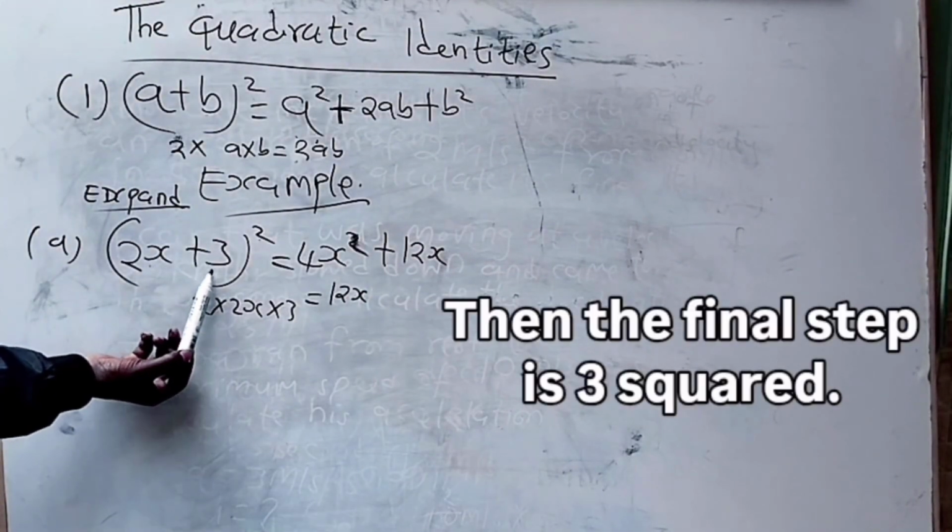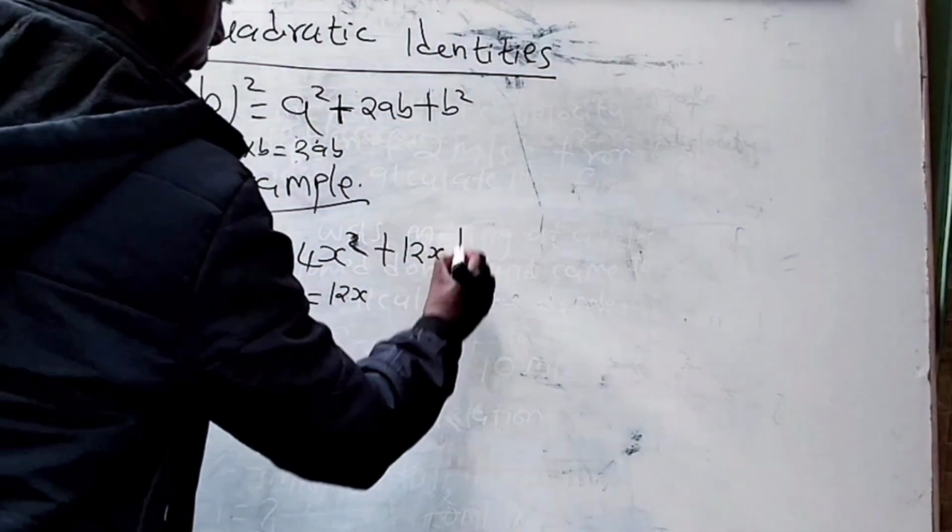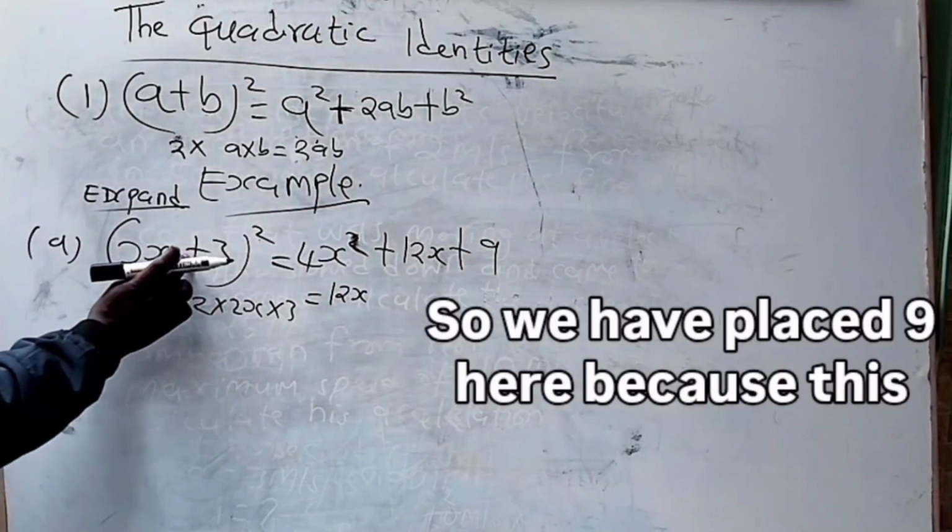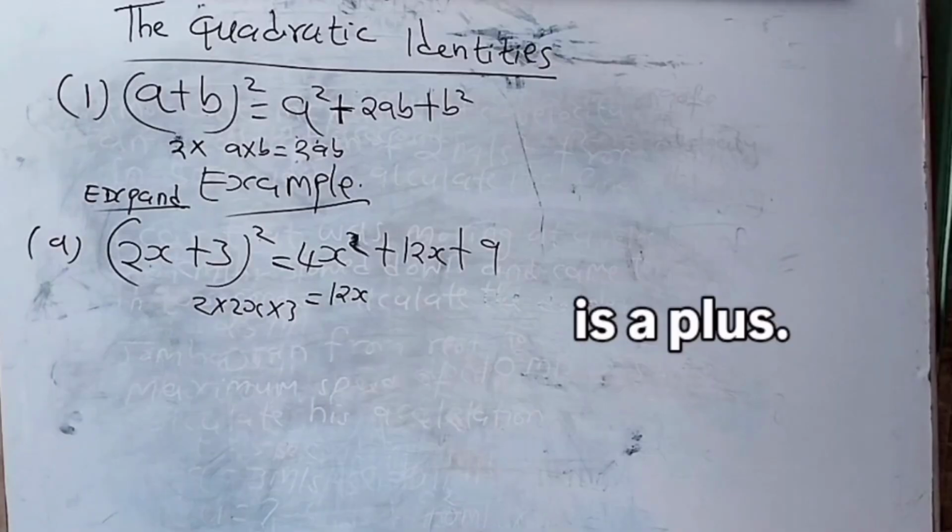Then the final step is 3 squared. 3 squared is what? Plus 9. So we have placed 9 here because this is a plus.